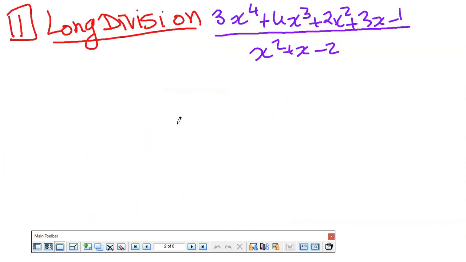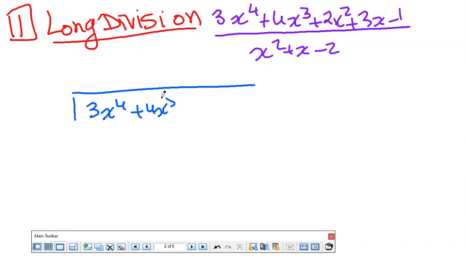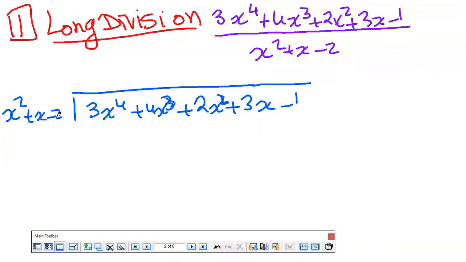We start with the long division, how we will divide and how we're going to write the answer. So if I want to divide 3x^4 plus 4x^3 plus 2x squared plus 3x minus 1, I want to divide it by x squared plus x minus 2. I will change the color to be able to do it properly.